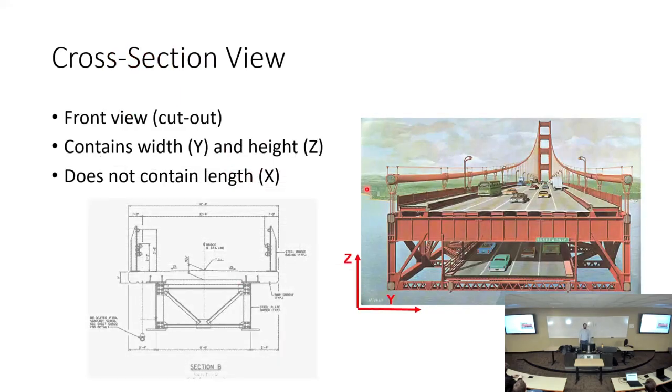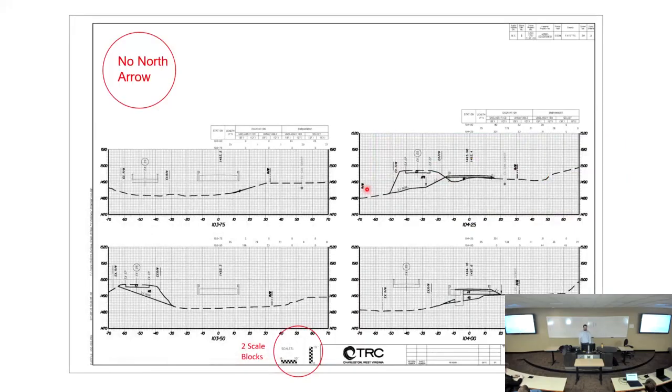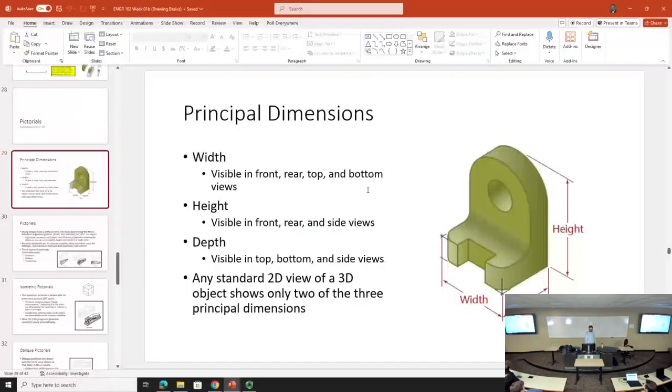The cross-section view is samurai swording or lightsabering through the bridge. So we can see the width of the bridge, we can see the elevation, we cannot see along the bridge, okay? And so these are some cross-section views. Again, no north arrow present on a cross-section view because that wouldn't make any sense.